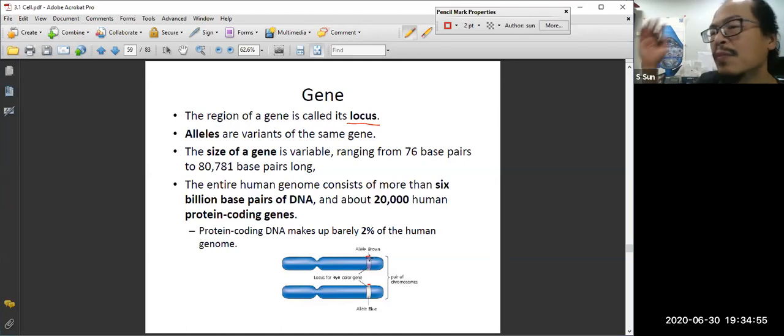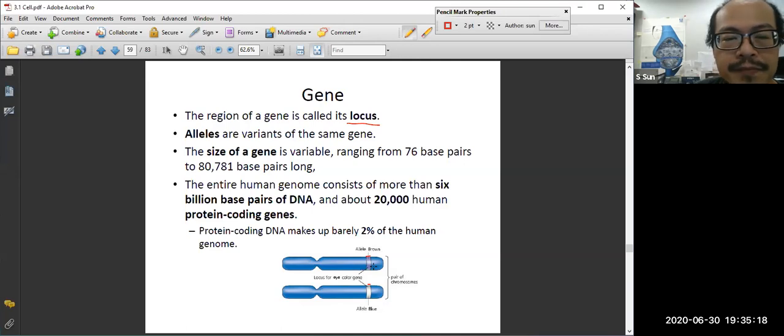And in the whole population, we may have multiple variants of the same gene. Like hair color, we have so many different kinds of hair color. It's all located in the same locus. It's the same gene, but some variation will make the person express different features.